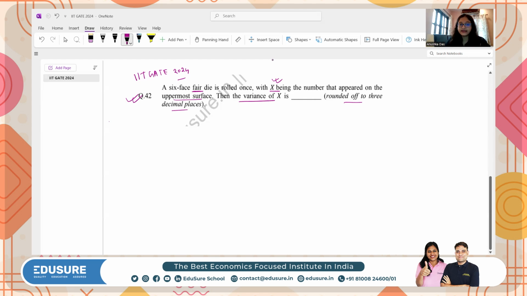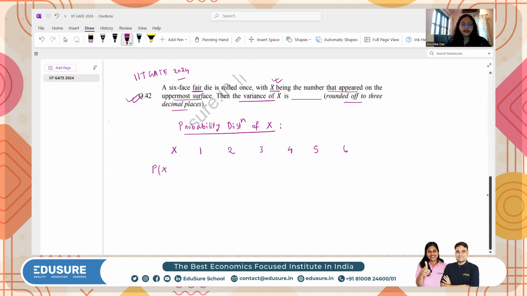So in order to find out the variance, firstly, you need to know the probability distribution of this variable x. So what will be the probability distribution of the variable x? So for that, you need to know what are the possible values the random variable x can take. So x denotes the number that appeared on the uppermost surface of the die. So it can take the value 1 or 2 or 3 or 4 or 5 or 6, right? These are the possible values x can take.